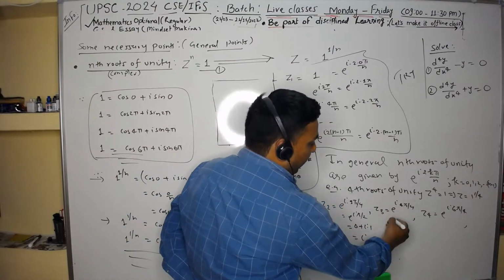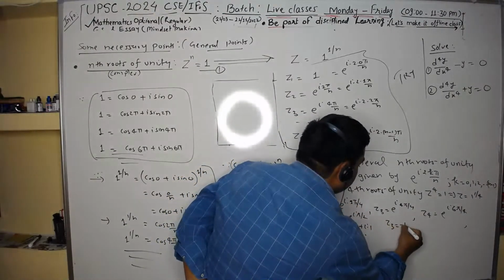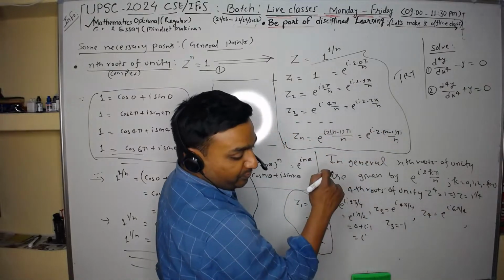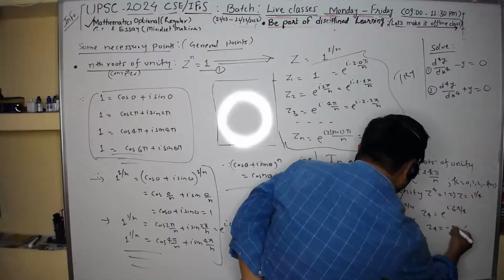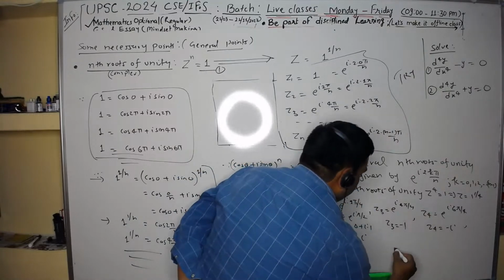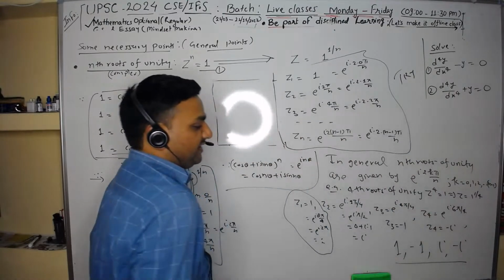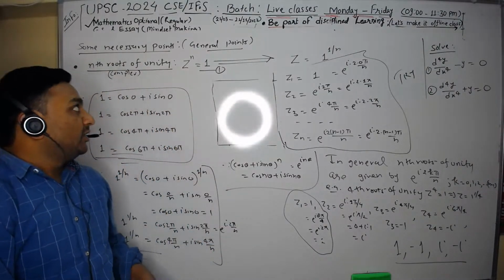Check this: pi, sin pi is 0, cos pi is minus 1. So z3 is minus 1. 6 pi by 4 means 3 pi by 2. So z4 is minus iota. So the fourth roots of unity are 1, minus 1, iota, minus iota. This is what I just told you.